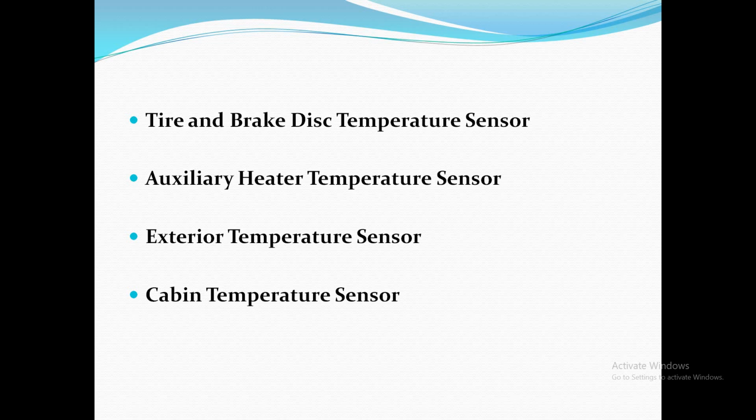So these were some of the applications of temperature sensors that are used in a vehicle in the automotive domain. So with this, it's a completion of the presentation which was on temperature sensors.